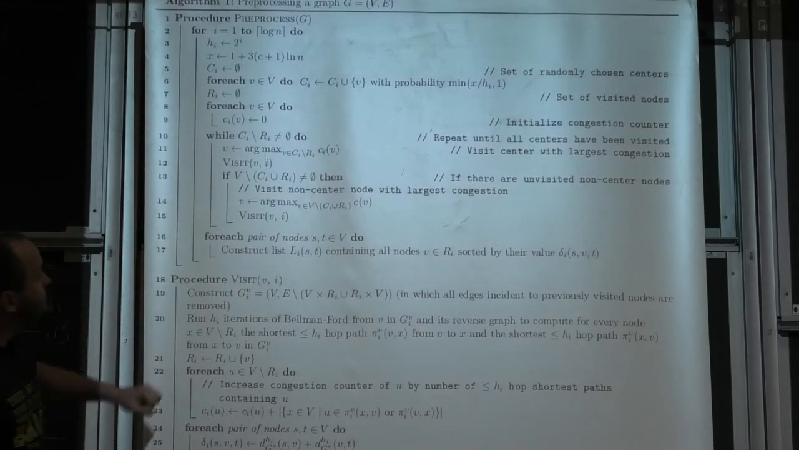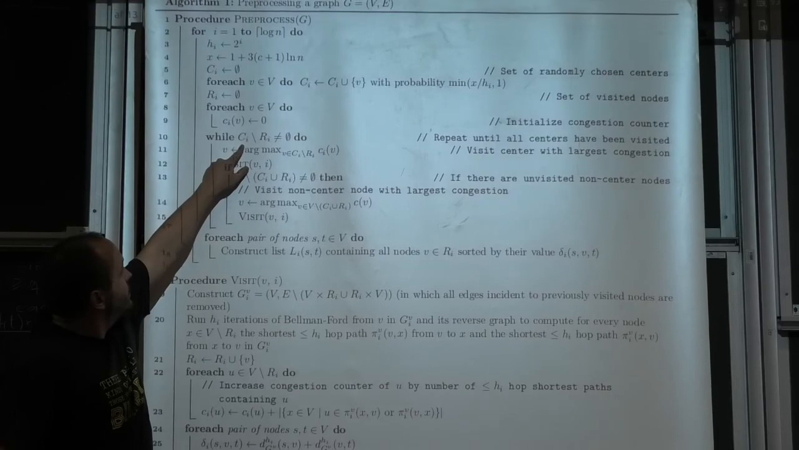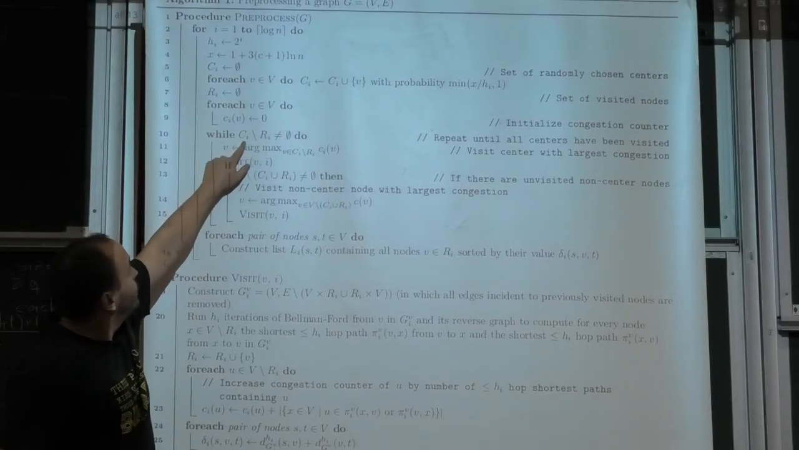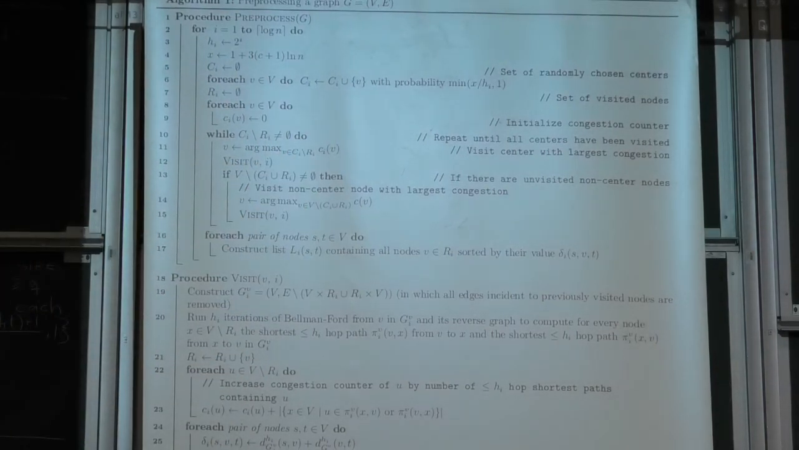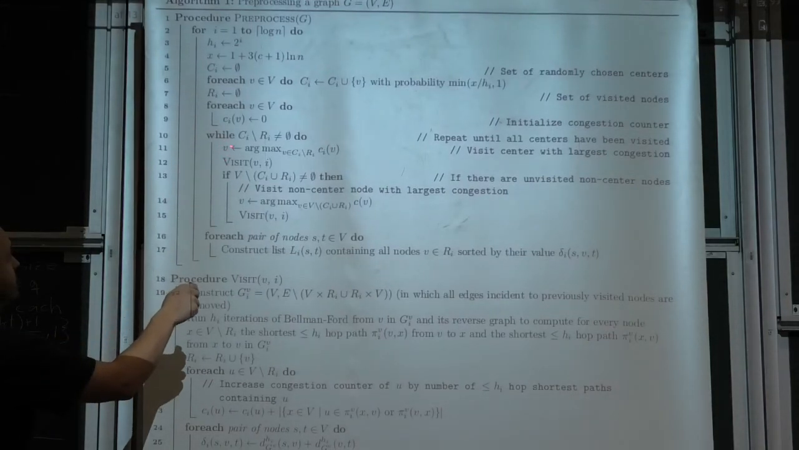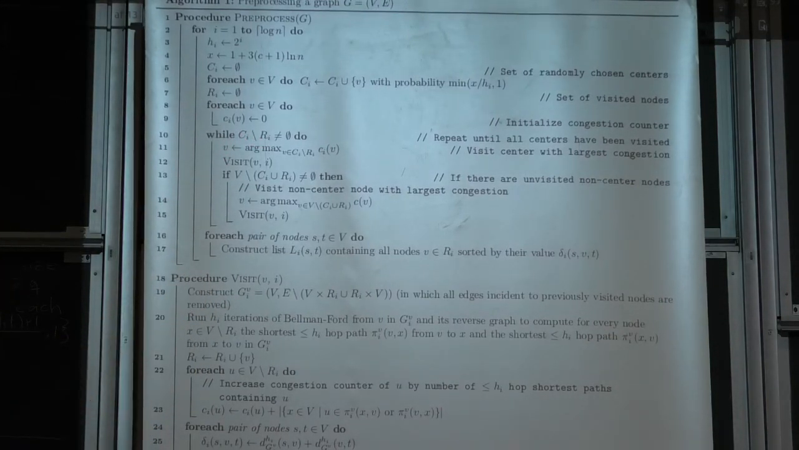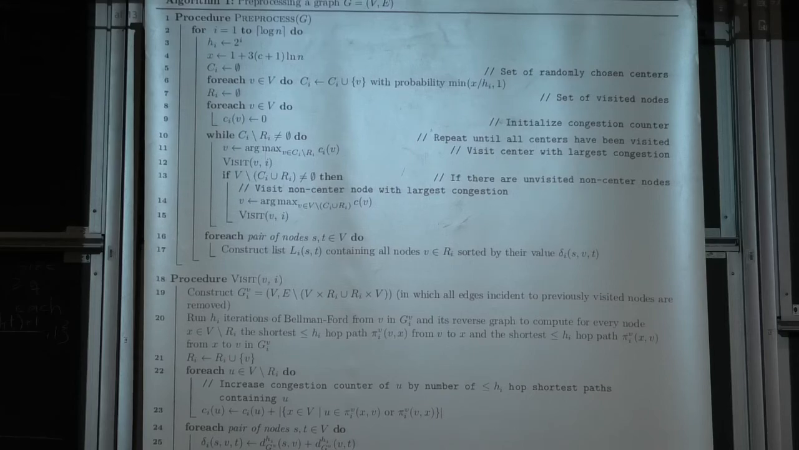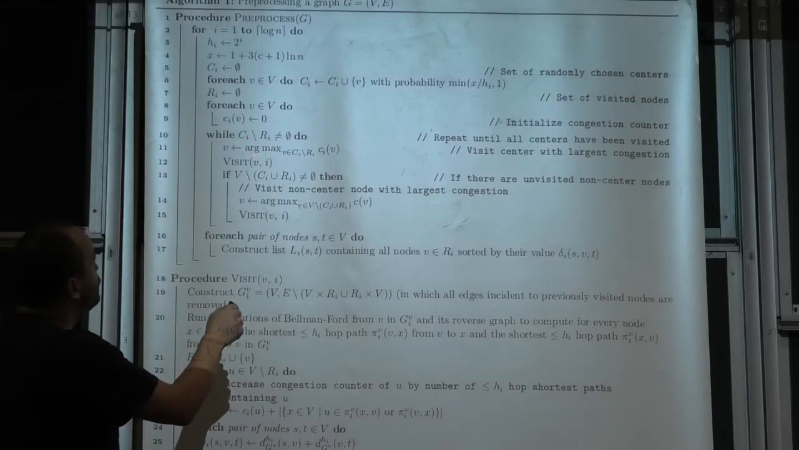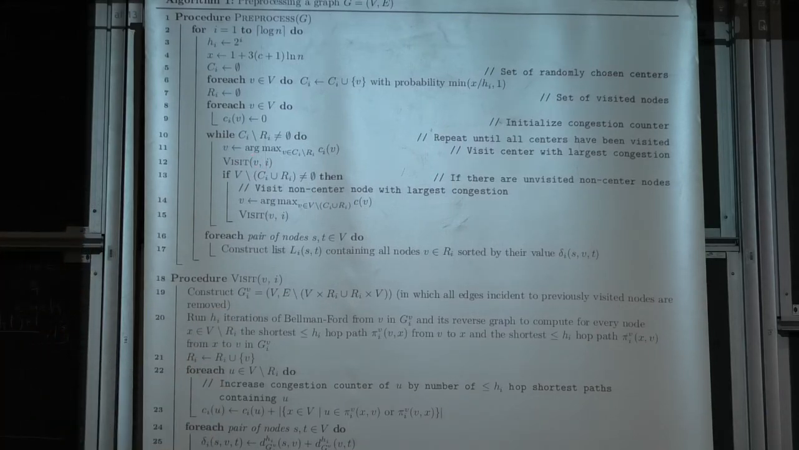So what happens now? We check, is there a center which is not visited yet? While the set of centers minus the set of visited nodes is non-empty, we pick a vertex V from this set, but we pick one with maximum congestion, right? Because that's our strategy here. We want to pick the pile with the most pebbles. So it's exactly the pebble game we're doing here. And then we're going to call this function visit V, I. So let's look at that function here.